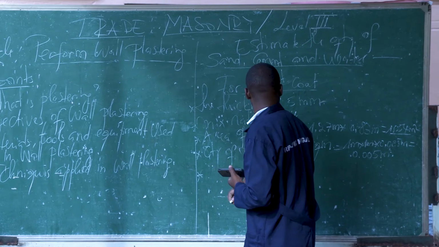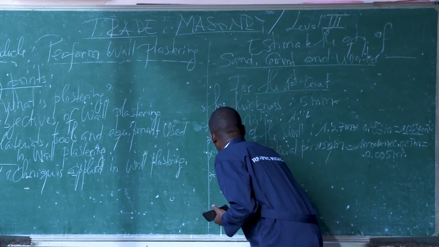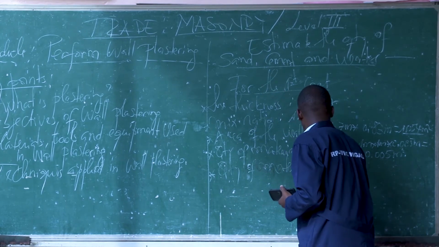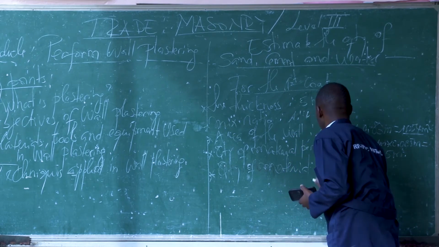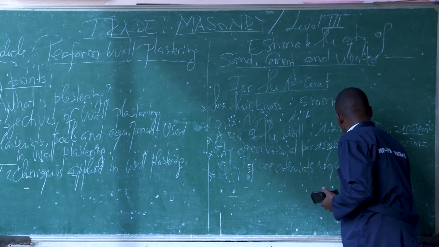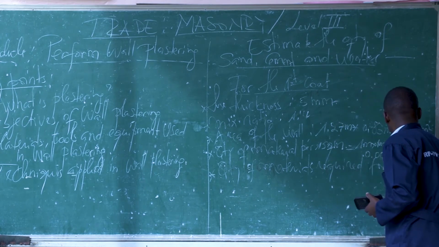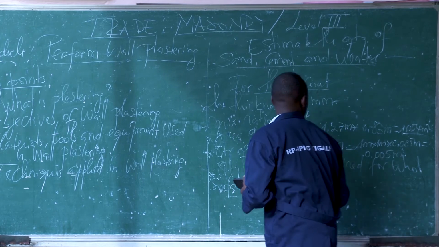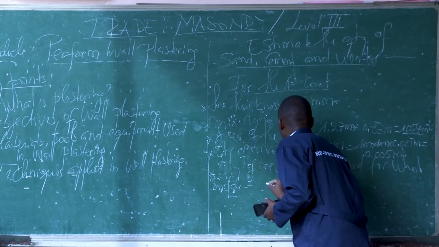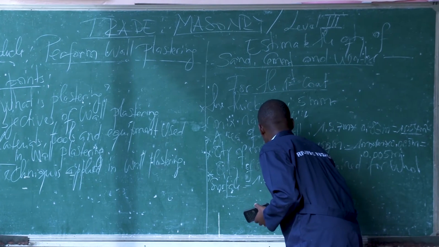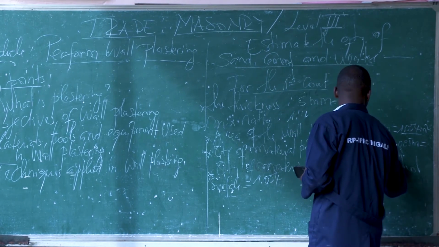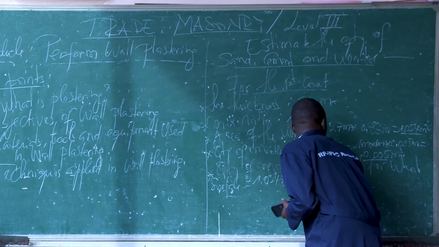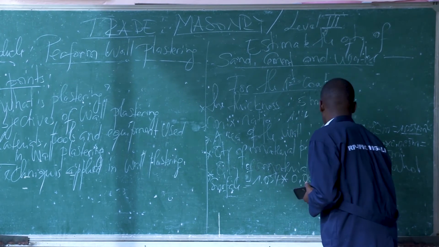The quantity of material required for the whole surface will be equal to 1.054 square meter times the volume for 1 square meter, times 0.005.